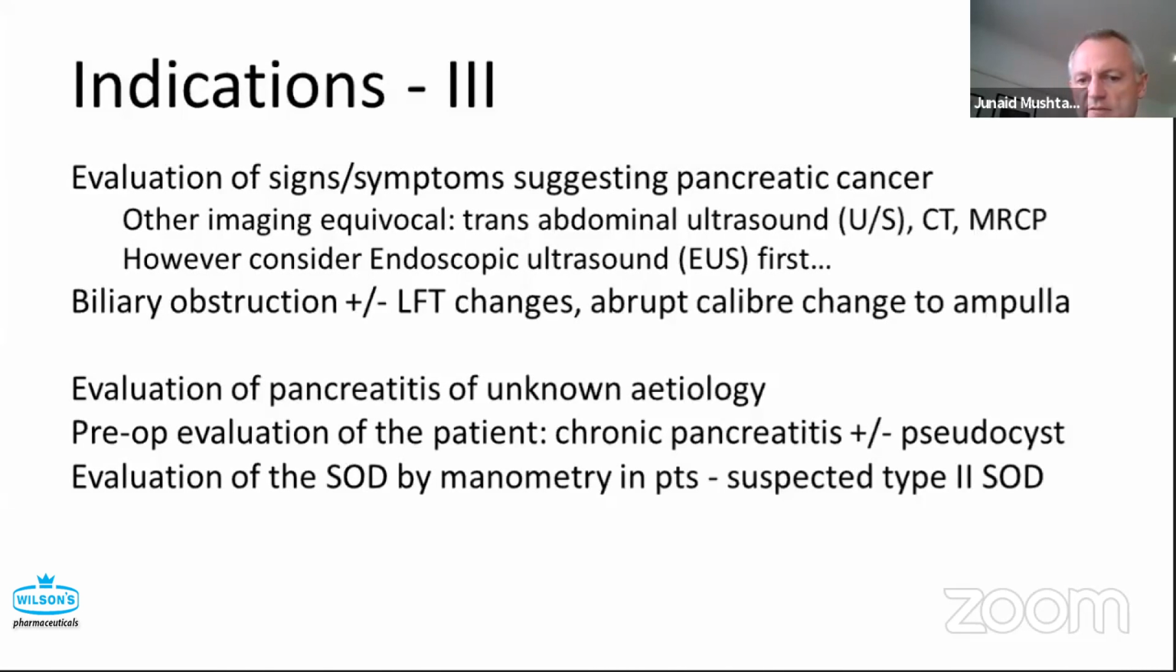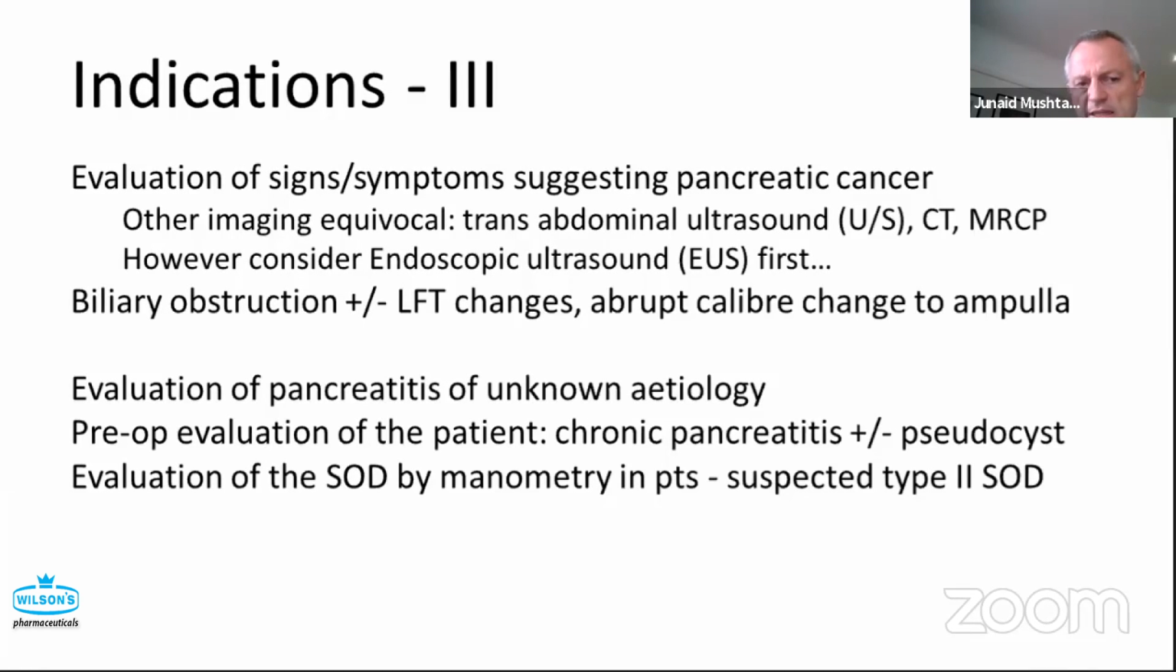Evaluation of pancreatitis of unknown etiology, yes, perhaps in some cases. And pre-op evaluation of the patient for chronic pancreatitis or pseudocyst, again, that's a very tricky indication and would have to be carefully teased out as to what we would hope to achieve with an ERCP.